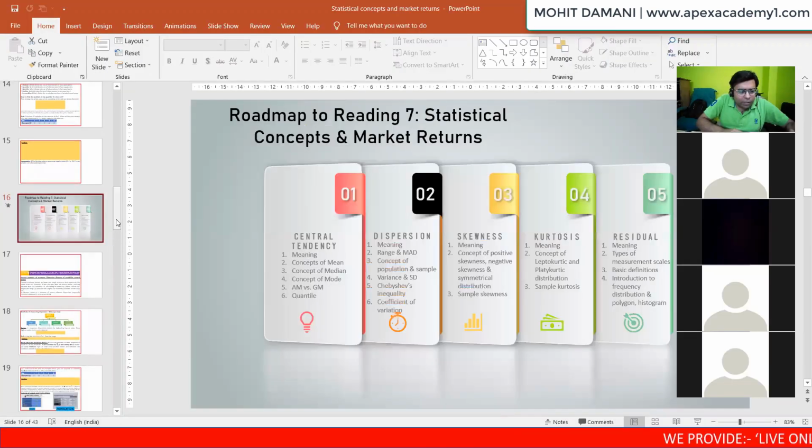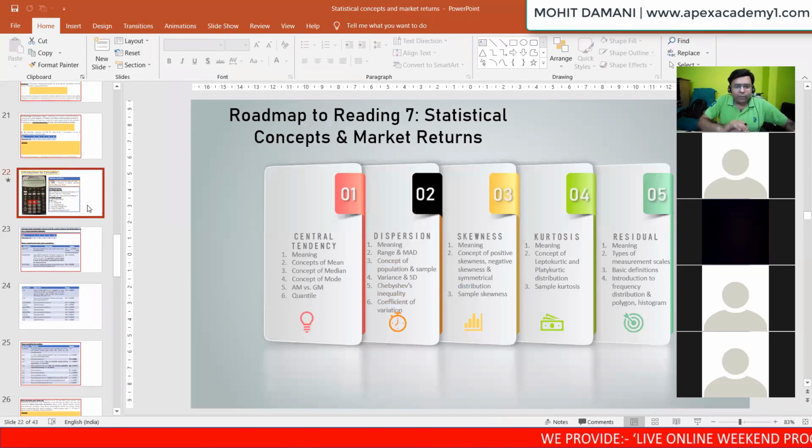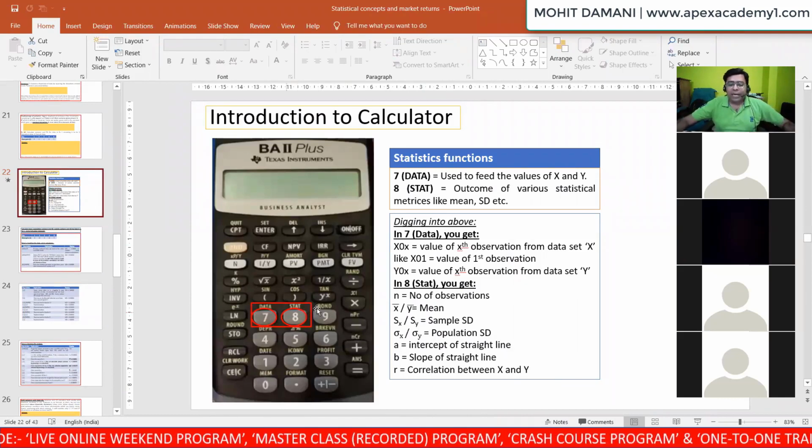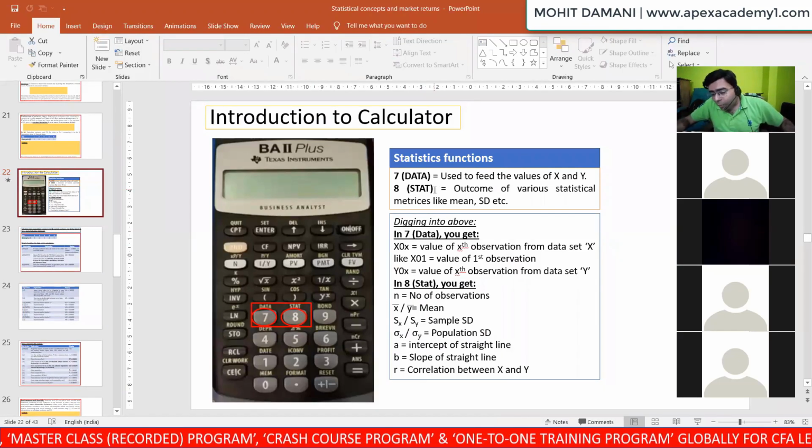Stat function. We are coming to stat function. Let me quickly cover this. So the statistics function covers two things, that is the 7 and the 8. So data and stat function. This is a very important function.